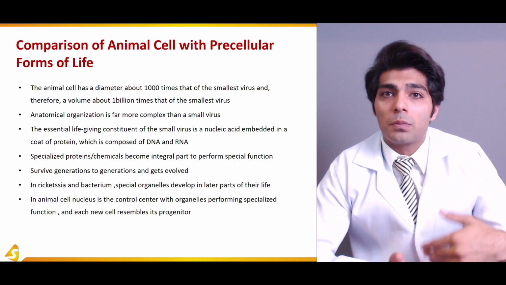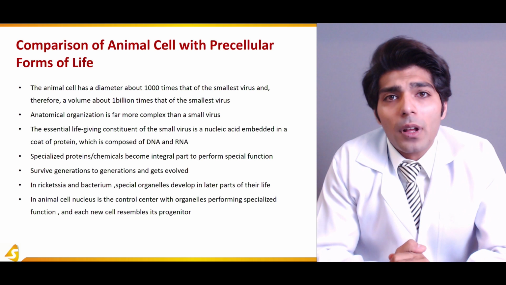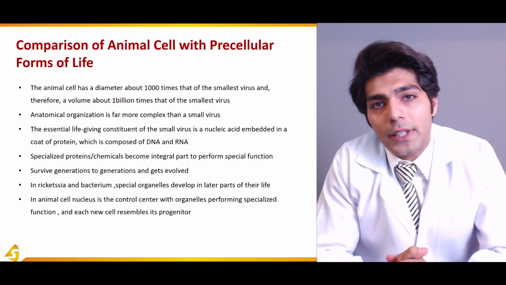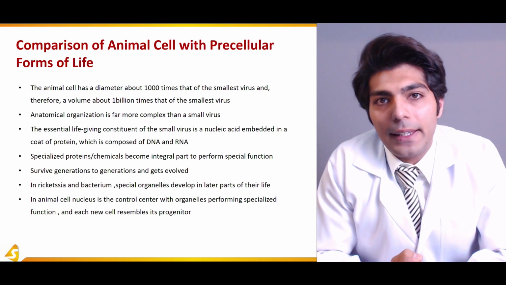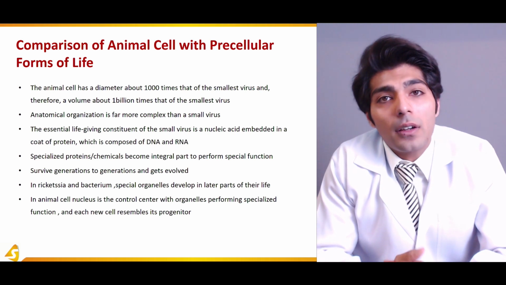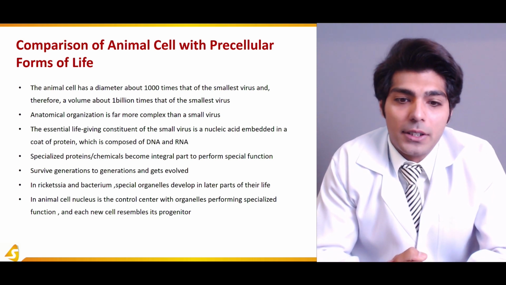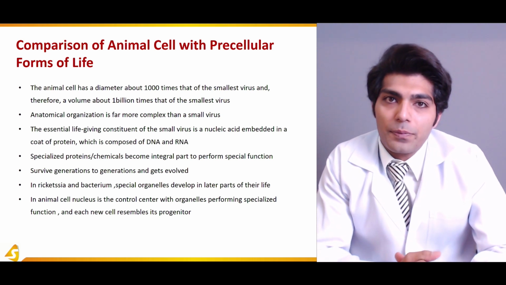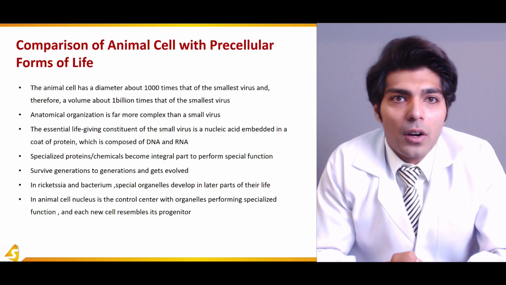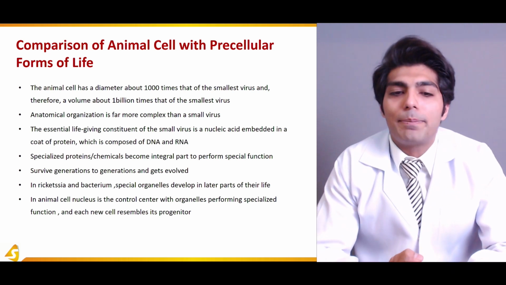For the precellular forms of life, like bacteria and viruses, they are 1,000 times smaller in diameter than the animal cell. However, their volume is 1 billion times lesser than the animal cell. The anatomical organization of small viruses, or the prokaryotic cells, is very complex.